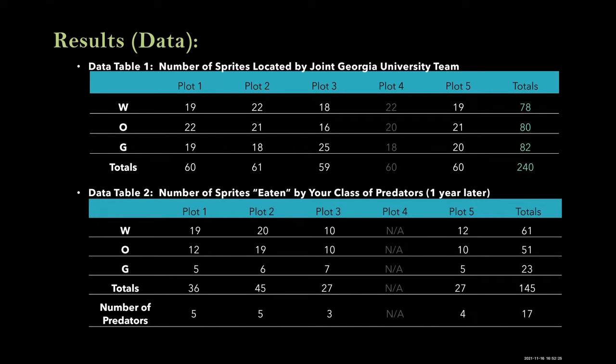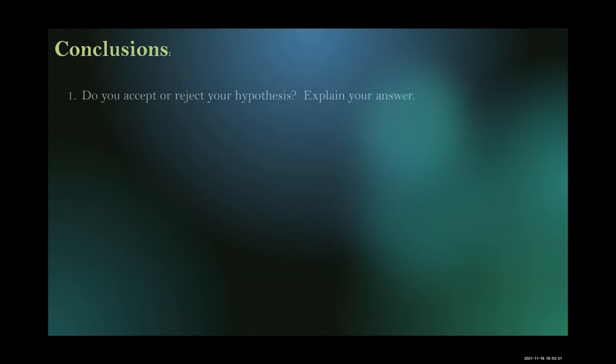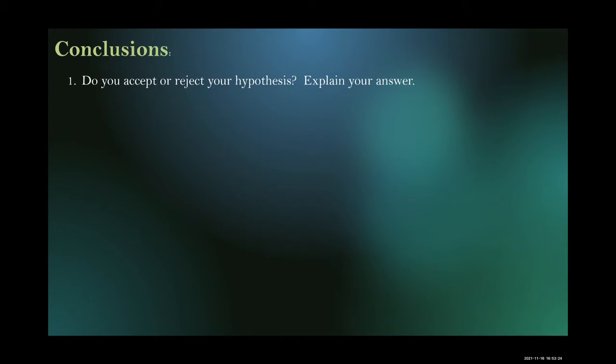Data table 1 shows the number of sprites located by the joint university team. Data table 2 shows the number of sprites eaten by your class of predators. This data in graph format. Conclusions. Do you accept or reject your hypothesis? Explain your answer. In general, classmates found that they accepted the hypothesis.